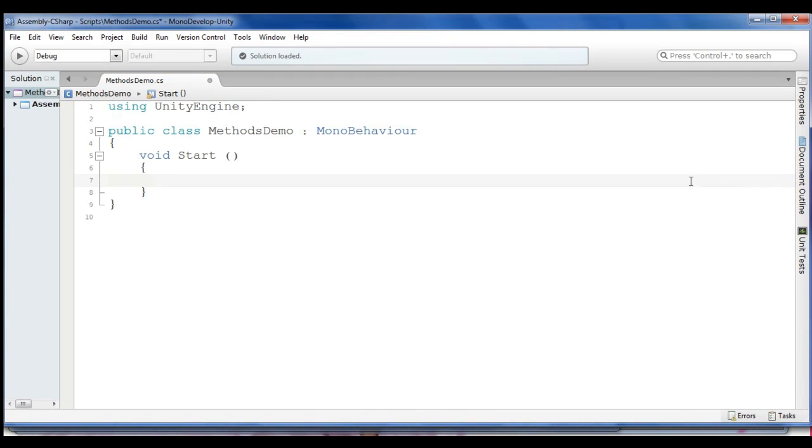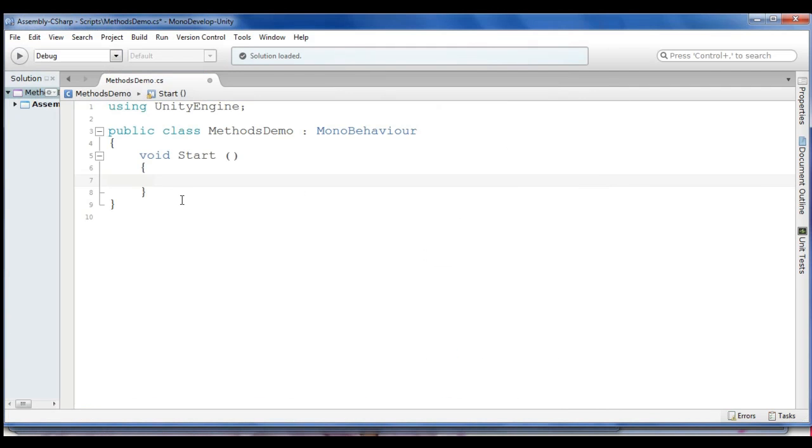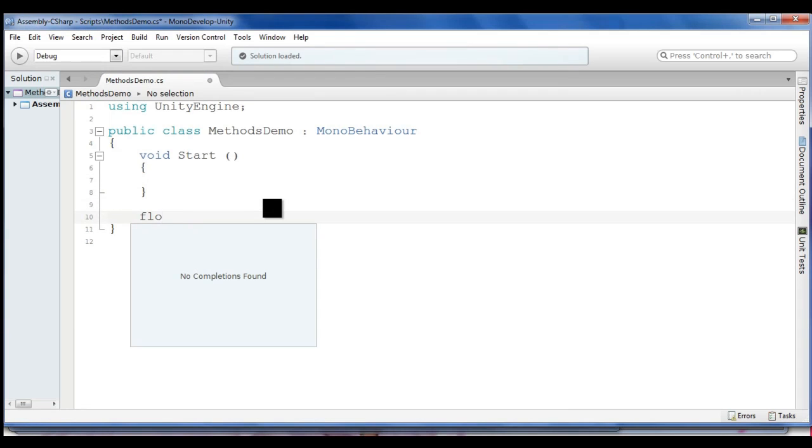Let us begin with what we do first. We first find out h. So how do we find h? For that I write one function which is going to return me a float, and the function name is GetLength.